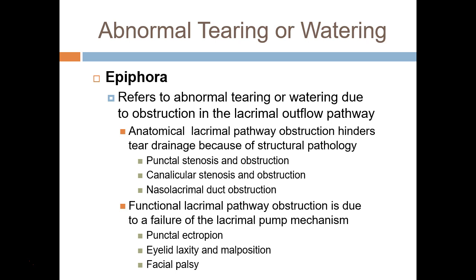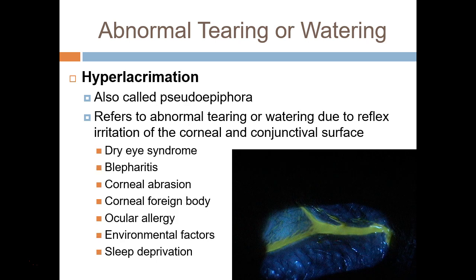So these things can also cause abnormal tearing or watering secondary to obstruction. Now, the second thing, abnormal tearing or watering, is called hyperlacrimation. It's also called pseudoepiphora, but the more accurate term, and the term I want to use, is hyperlacrimation. So you've got epiphora, which is due to an obstruction, and then you've got hyperlacrimation, which refers to abnormal tearing or watering due to reflex irritation of the corneal and conjunctival surface.